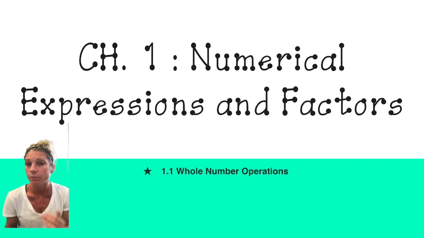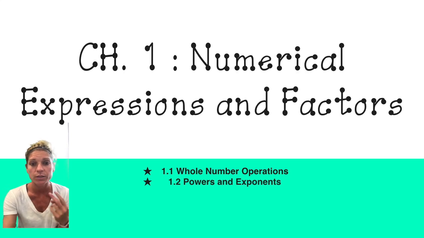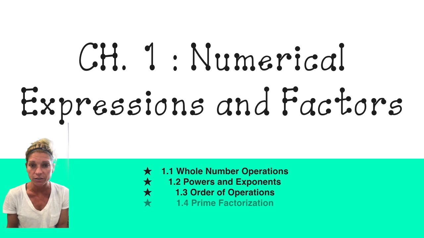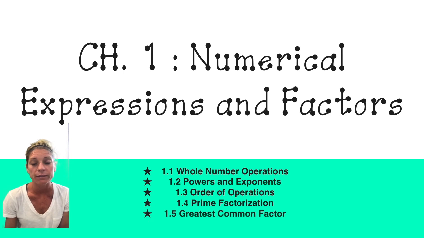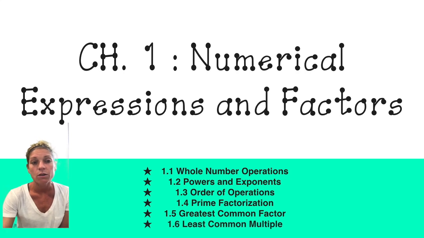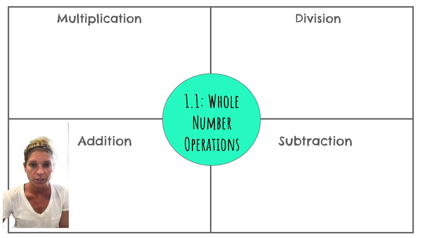And in this chapter, we're going to be looking at whole number operations, powers and exponents, order of operations, and prime factorization, determining how we break numbers down into their prime factors. From there, that leads us into finding the greatest common factors of two or more numbers, as well as least common multiple.